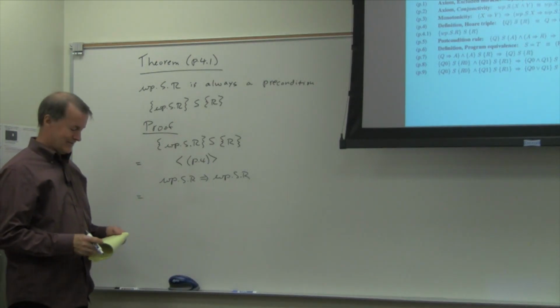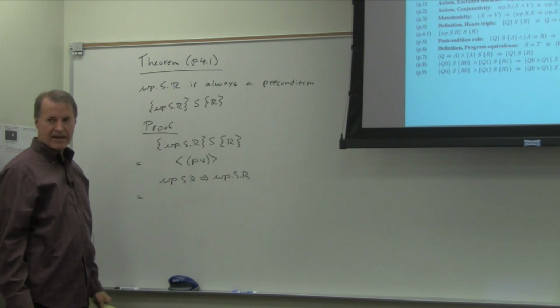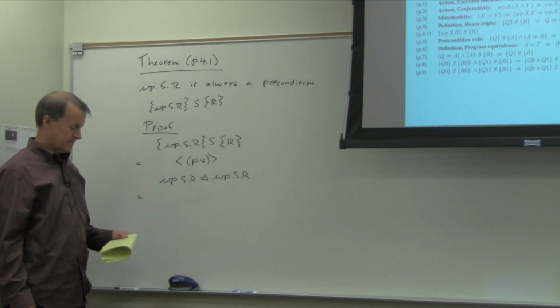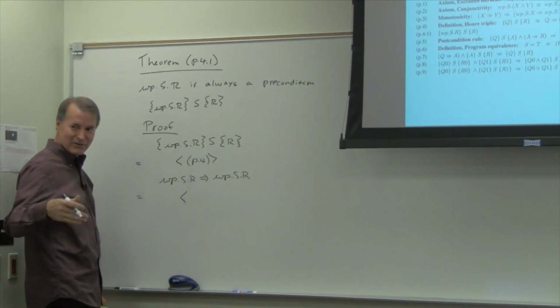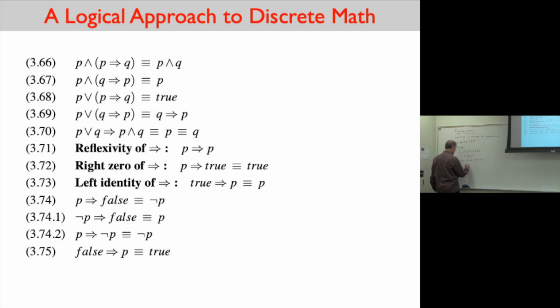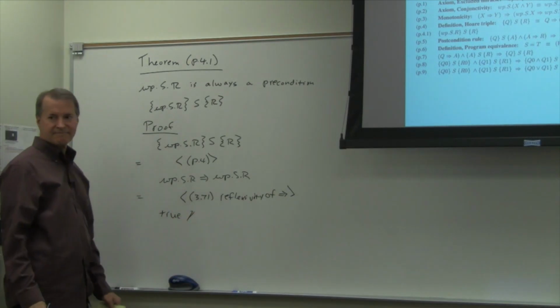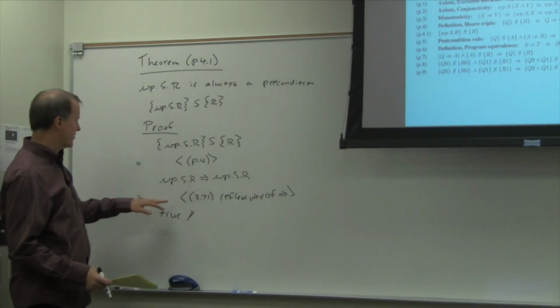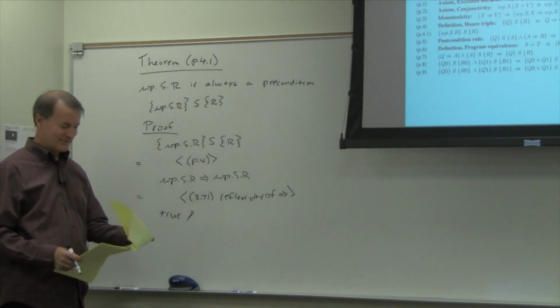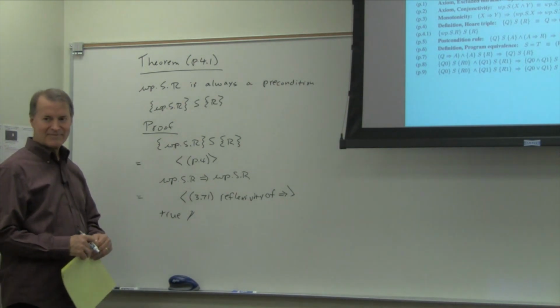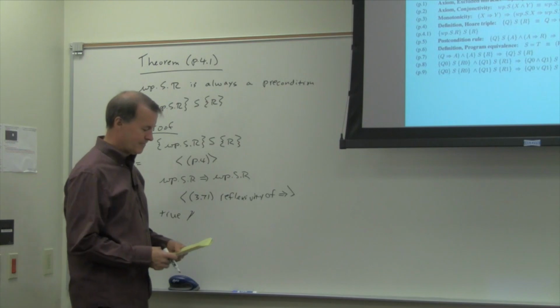Equals by. Yeah, look it up. Reflexivity of implies. 3.71. Very good. So you got to get back into the groove of these 3.7 whatever. So that's true, right? So boom, we're done. Or I guess we could have just said this, which is reflexivity of that style. But then we have to do textual substitution. Well, yeah. Okay. All right.